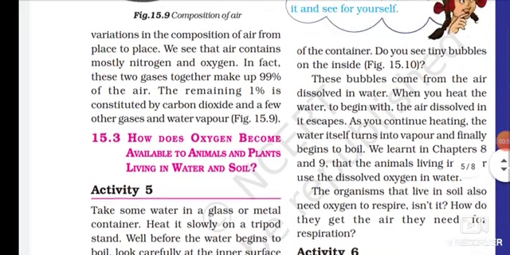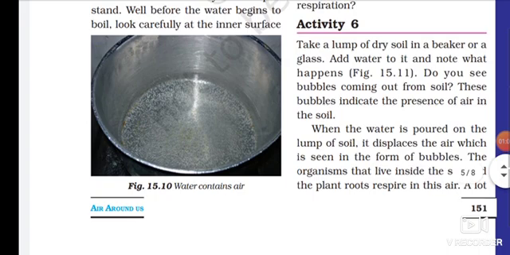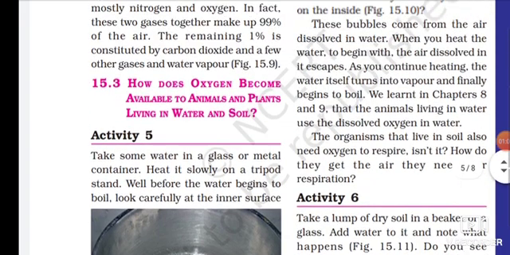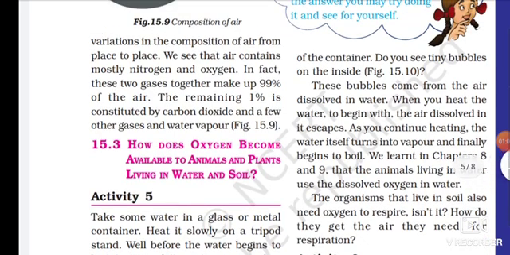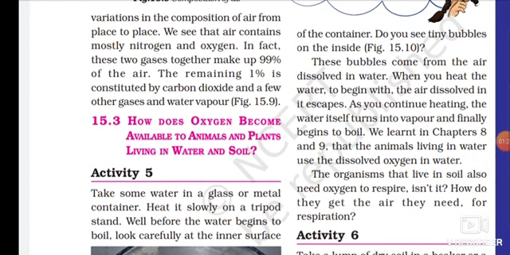Look carefully at the inner surface of the container. Do you see tiny bubbles on the inside? Figure 15.10. The bubbles come from the air dissolved in water. When you heat the water to begin with, the dissolved air escapes. As you continue heating, the water itself turns into vapor and finally begins to boil.